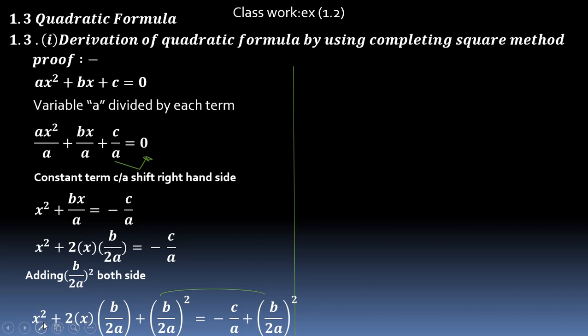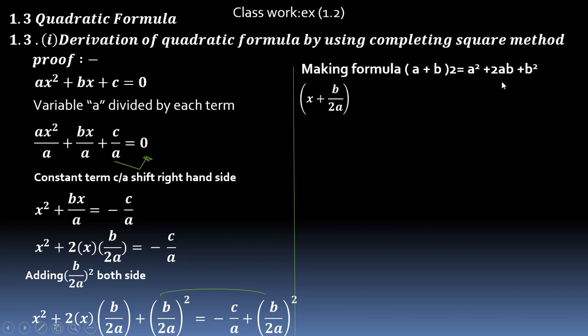We see that x squared plus 2x times b upon 2a plus (b upon 2a) squared. As a squared plus 2ab plus b squared is equal to (a plus b) whole squared, we convert this into the formula. On the left hand side I have a squared plus 2ab plus b squared, which makes the formula (a plus b) squared.